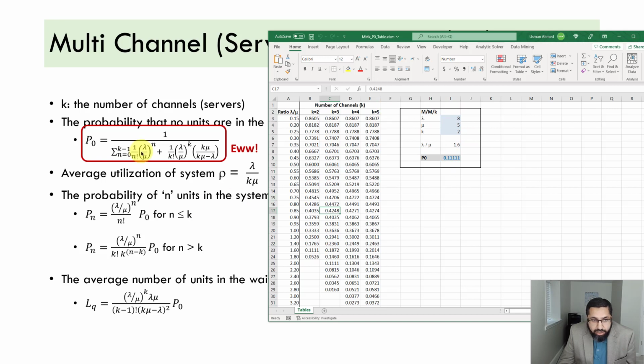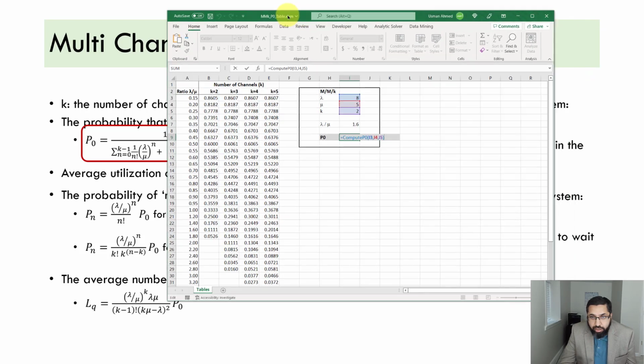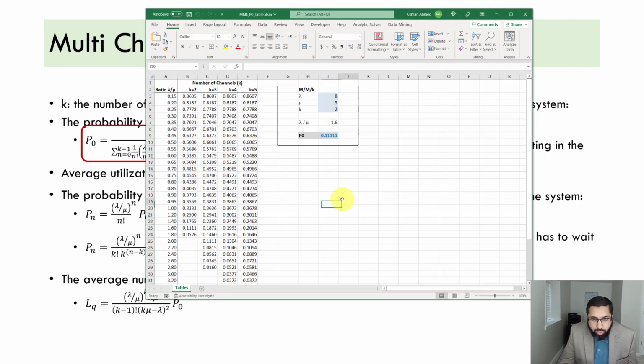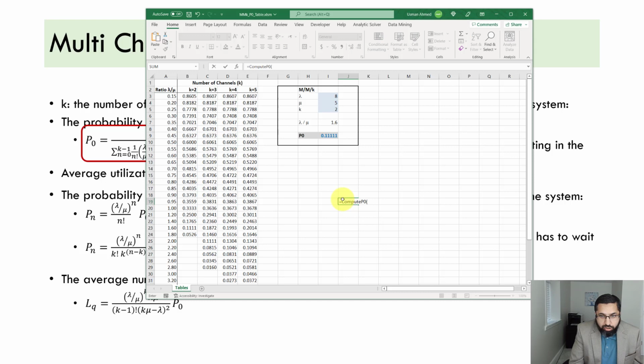I've also built the P naught calculation into this Excel worksheet, so you can put in the value of lambda, the value of mu, and the value of K, how many servers you have, and this cell will compute P naught for you. This is the compute P naught function that I've written using Visual Basic inside this Excel file, and so you can call the compute P naught function anywhere in this Excel file. Give it lambda as the first argument, mu as the second argument, K as the third argument. It'll give you a value of P naught. Notice the value of P naught is the same as the table.